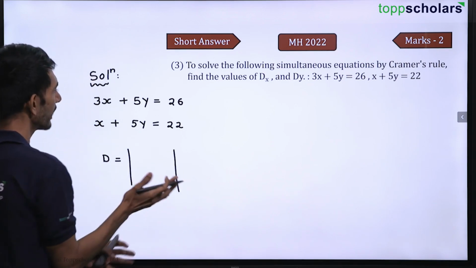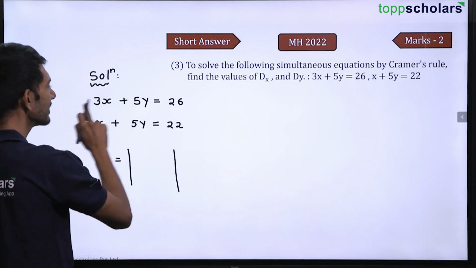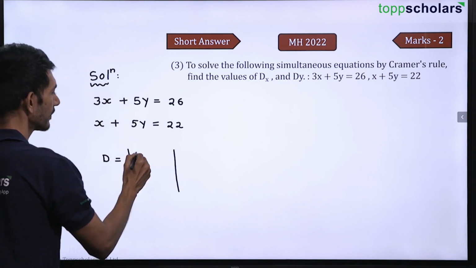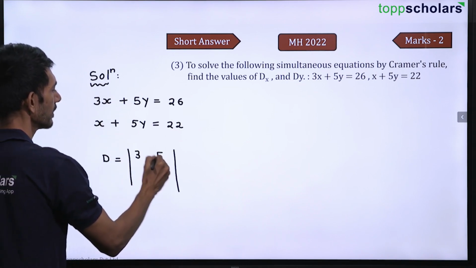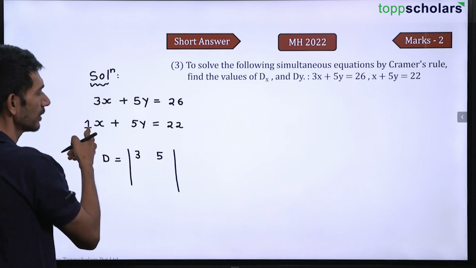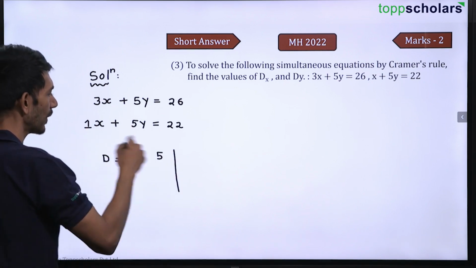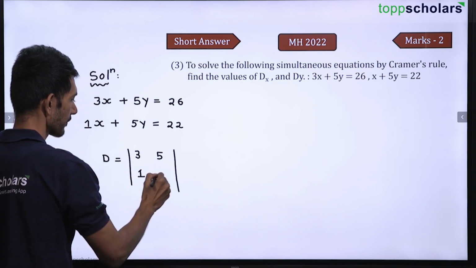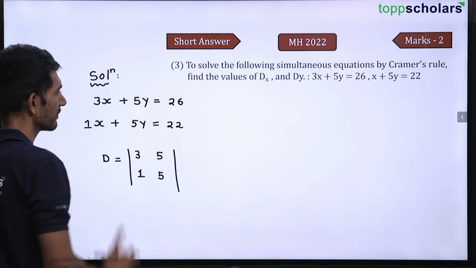So d, how do we find out d? Ignore the constants. Just write it as it is. 3, 5, right? 3, 5. Here it is 1, right? This is 1. No number is there. That means there is 1. 1, 5. So 3, 5, 1, 5.